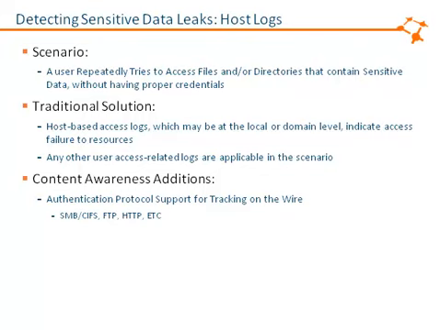Then content awareness, what can it do? Well, authentication protocol support for tracking things such as SMB, so we can actually look inside there. You don't have to rely on the host reporting it was bad. You can actually see the authentication failures in the SMB traffic or the syslog traffic or FTP, HTTP, those types of things.